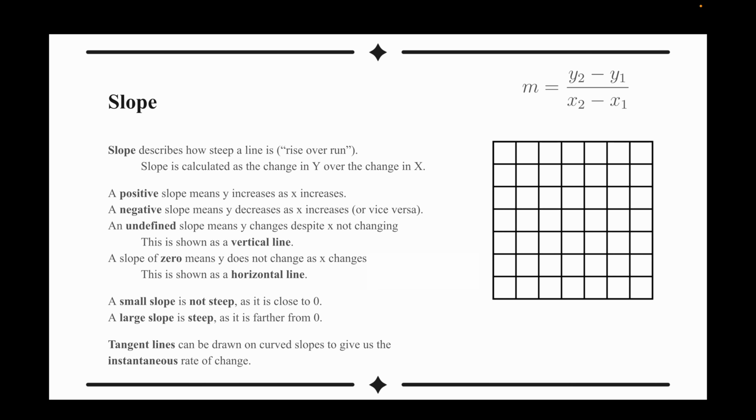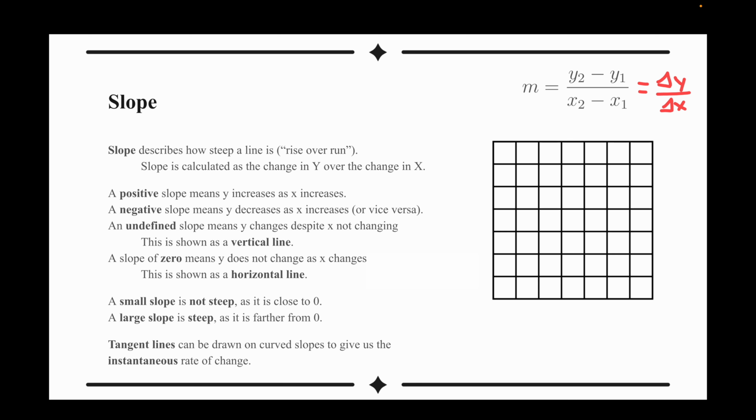Slope describes how steep a line is. You may hear slope sometimes called rise over run, and this is because slope is calculated as the change in y over the change in x. We can see this in our equation for slope in the top right: m equals y2 minus y1 over x2 minus x1. This can also be said as m equals delta y over delta x. Let's take a look at some general examples of this now.